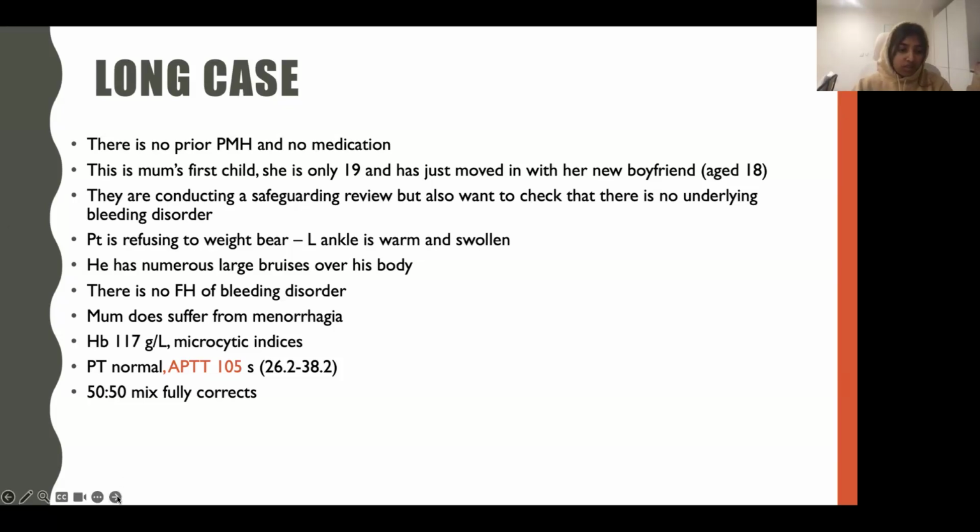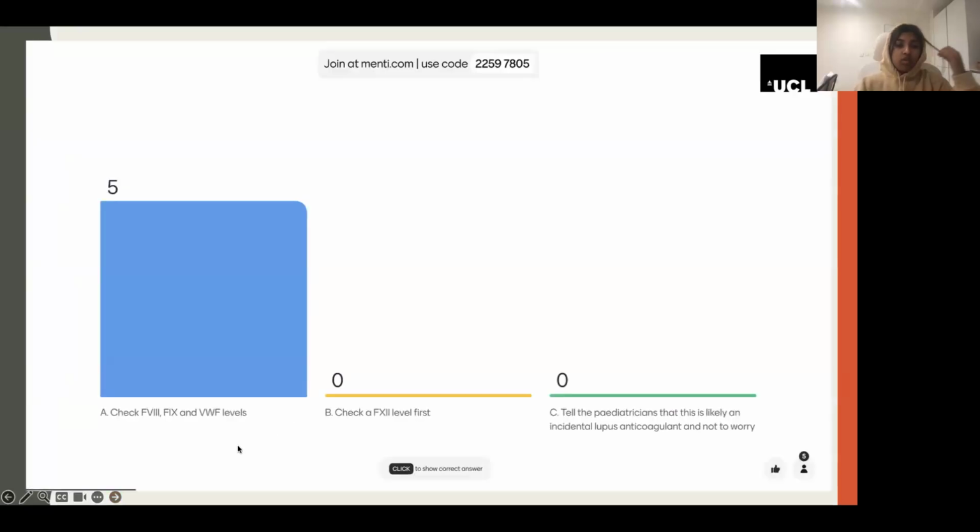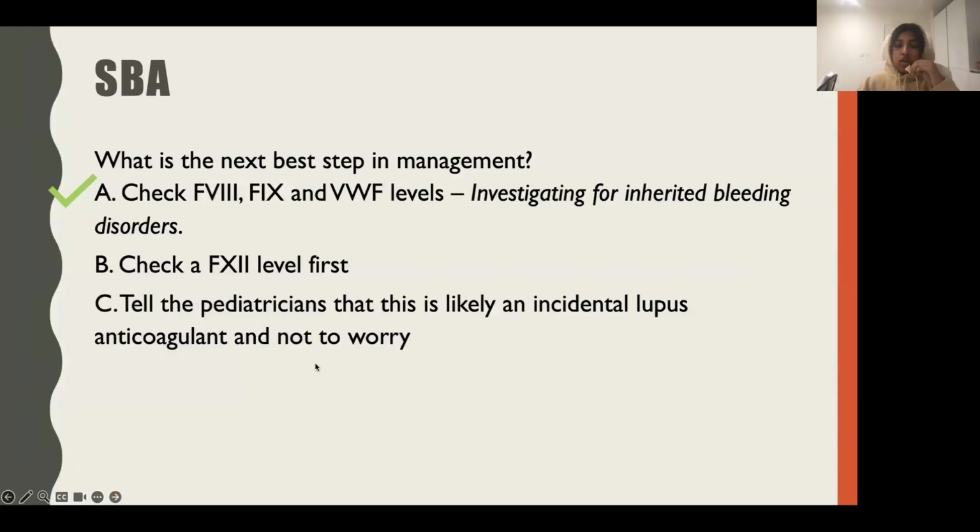Okay, let's see what everyone said. Okay, so the majority of people have said check factor 8, 9, and von Willebrand factor. Yeah, great. So that is true. So in this patient, you're suspecting an inherited bleeding disorder. Factor 8 and factor 9 are the factors that are deficient in hemophilia, so you're checking for hemophilia with those two. And von Willebrand factor is the factor in von Willebrand disease, so you're checking for that disease with that.